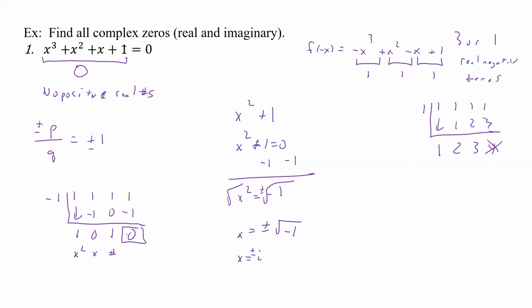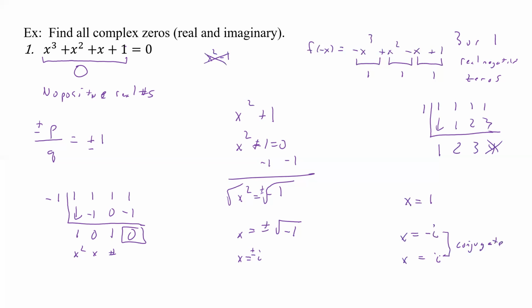We tried that one first. It was a factor. And then we got to this point and we saw that we usually can't factor that. If we had x squared minus 1, that could be factored, but we got x squared plus 1. So that gave us these imaginary numbers. And so our list of all complex zeros is going to be x equals 1, x equals -i, and x equals i.